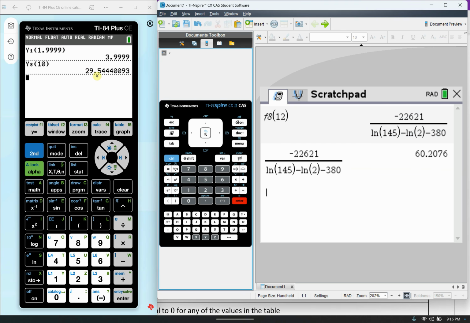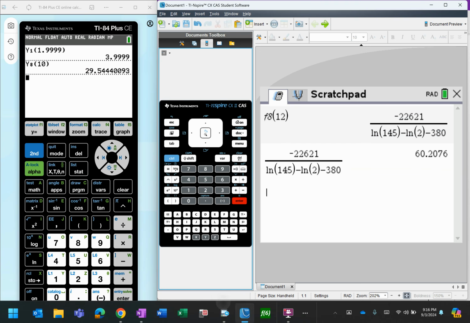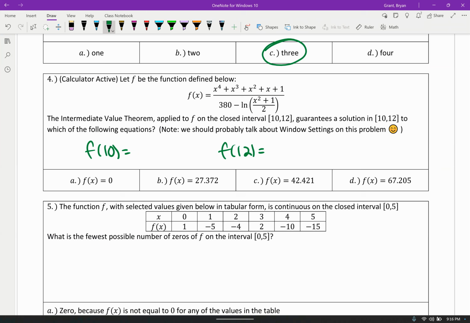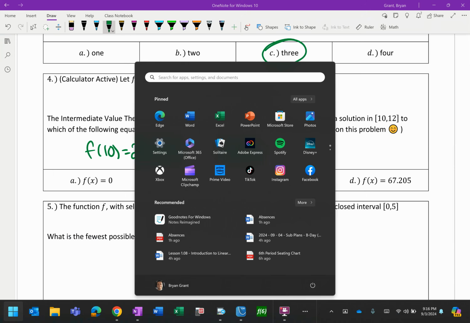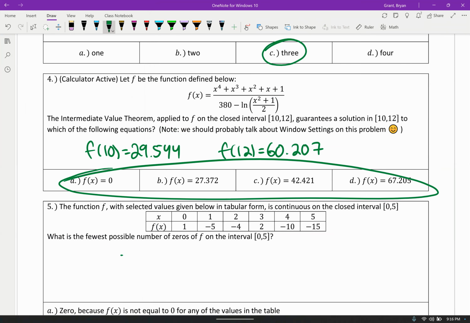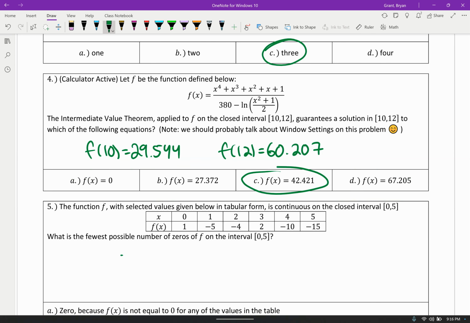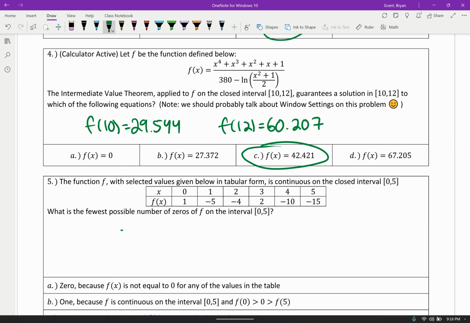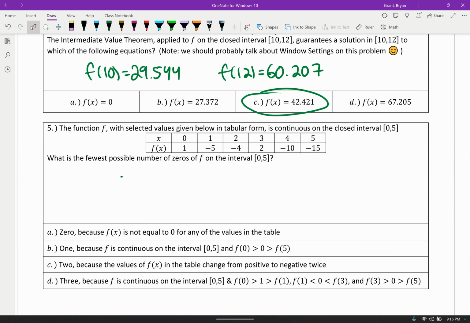So we're at 29.544, always going 3 decimal places or further. And then f of 12 is 60.207. Starting y value, ending y value. Are any of these y values between those? Well, certainly. It's got to be C, right? That's a y value between those two, and that's it. All right, let's do our last one. It's pretty quick, and then we're done.